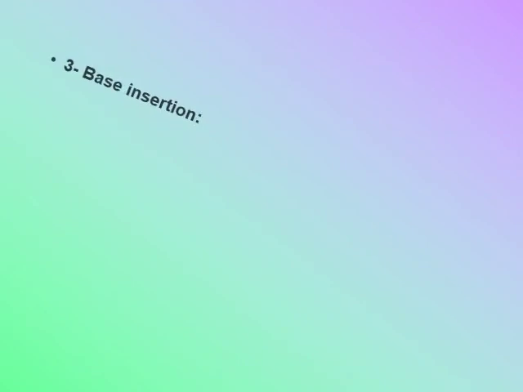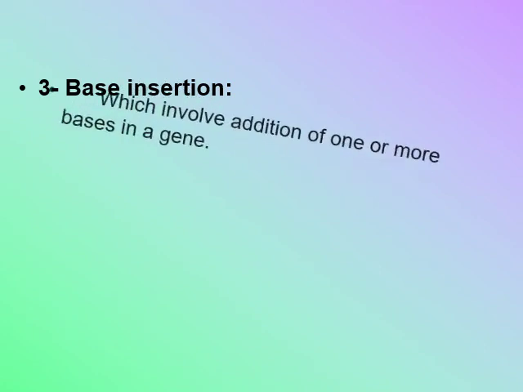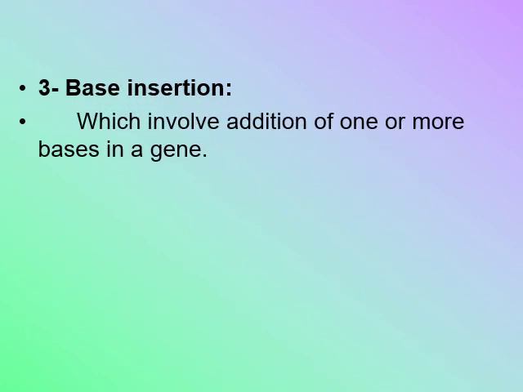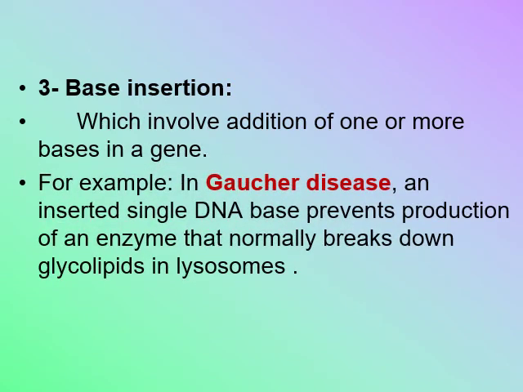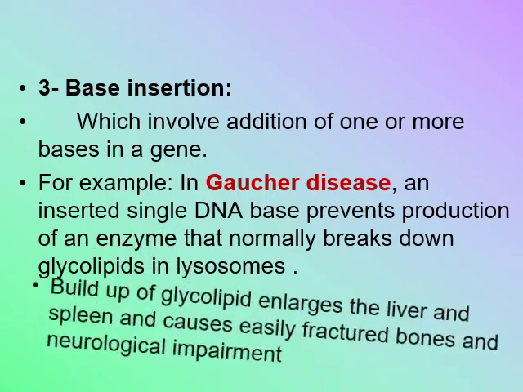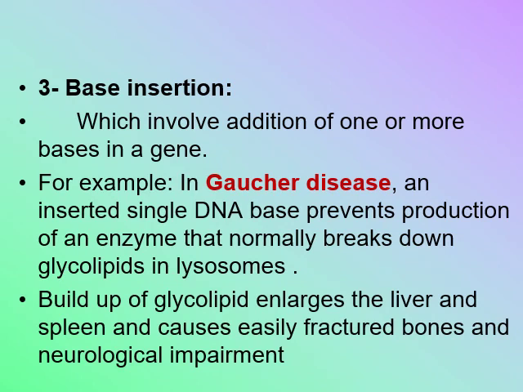The third type is called base insertion or addition, which involves addition of one or more bases in the gene. For example, in Gaucher disease, an inserted single DNA base prevents production of an enzyme that normally breaks down glycolipids in lysosomes. So, the build-up of glycolipids enlarges the liver and spleen and causes easily fractured bones and neurological impairment.